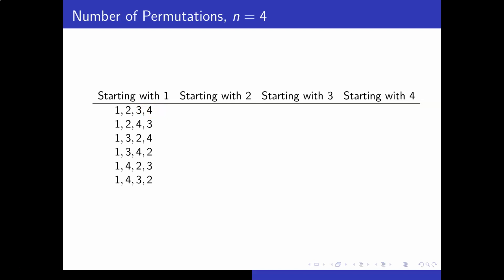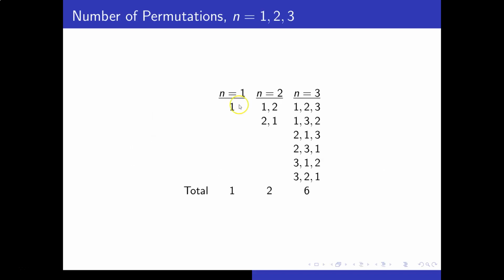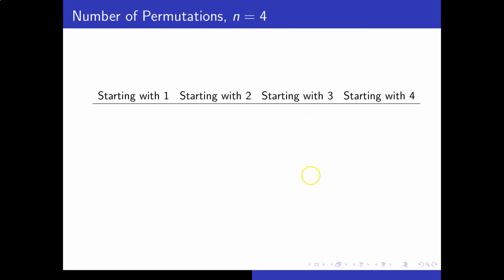They're the numbers 2, 3, and 4, but they're 3 objects, and we know how to order 3 objects. We saw that on the previous slide. There are 6 ways to reorder 3 objects. So when I start with 1, I have 6 ways of reorganizing 2, 3, and 4, and that gets me 6 permutations that start with 1.